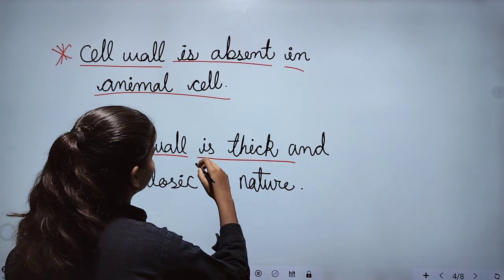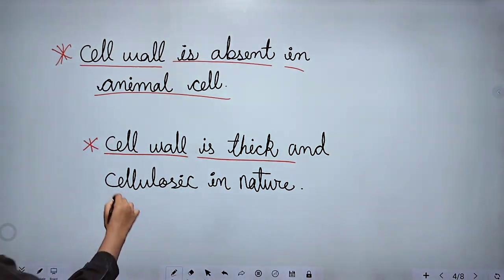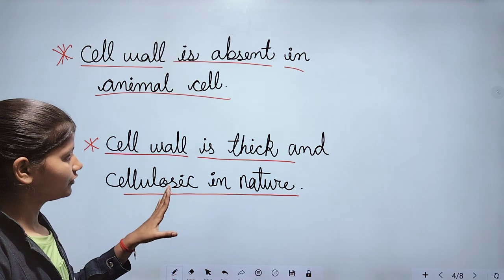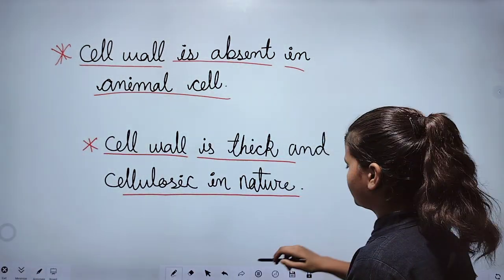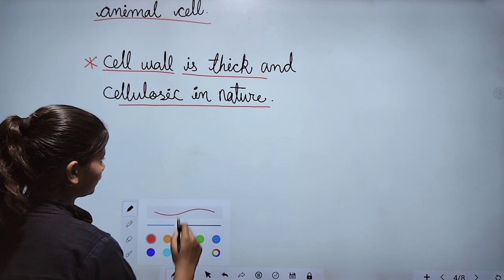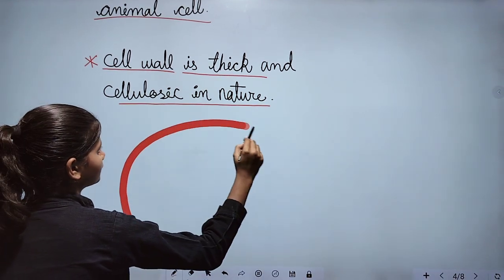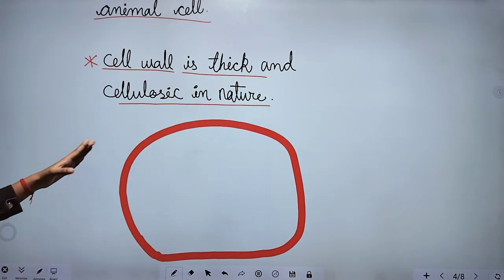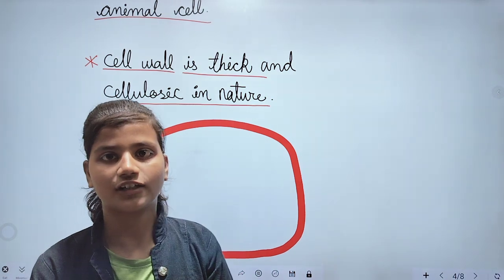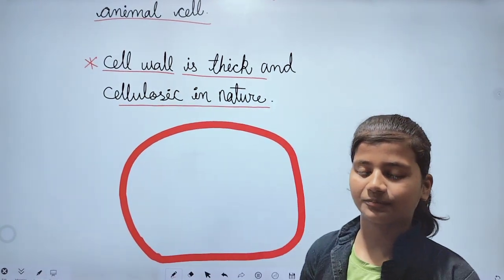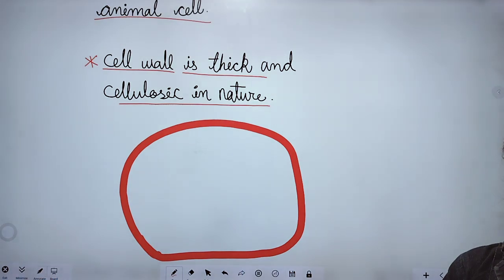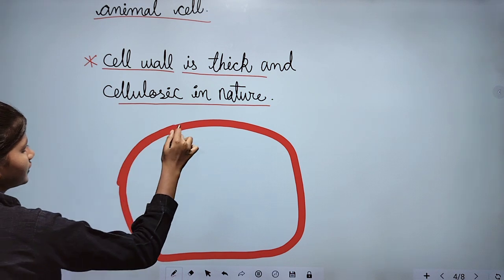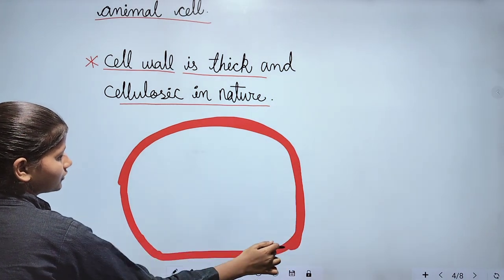Our next point: cell wall is thick and cellulosic in nature. We know that the cell wall is thick. Suppose this one is the cell wall. It is thick because in the cell wall there is a primary cell wall, secondary cell wall and tertiary cell wall. That's why it is thick.